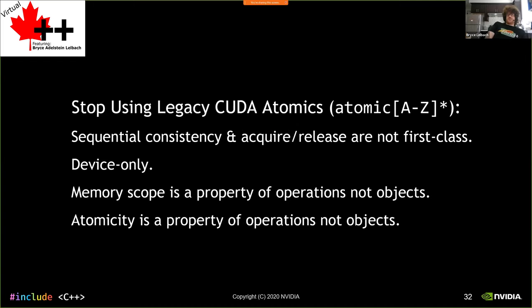Sequential consistency and acquire-release semantics aren't first class citizens in legacy CUDA atomics. You sort of have to build those yourself using fences, which is very error prone. They're all device only. And the memory scope is a property of operations, not objects. And likewise, atomicity is a property of operations, not objects. You operate on int stars, not atomic ints.